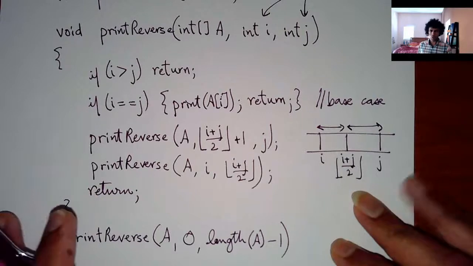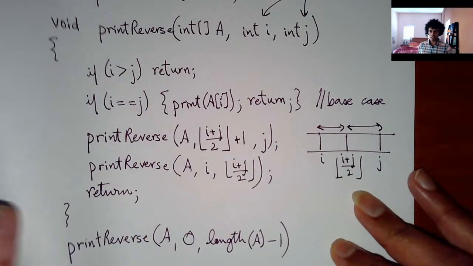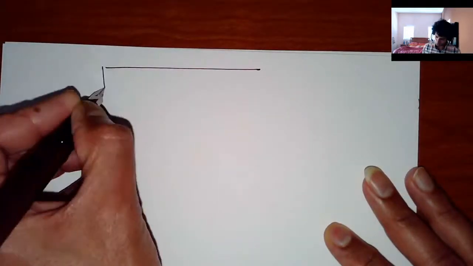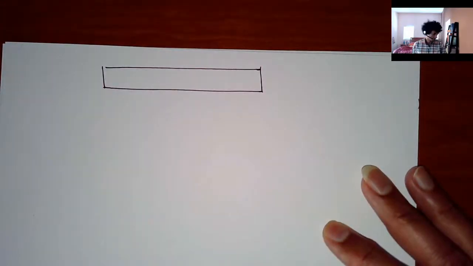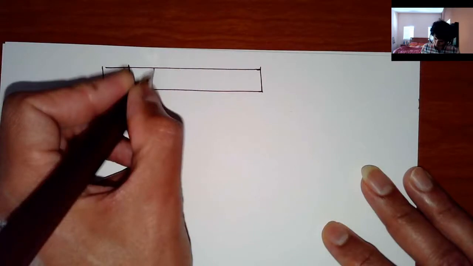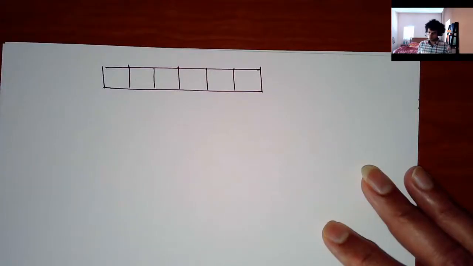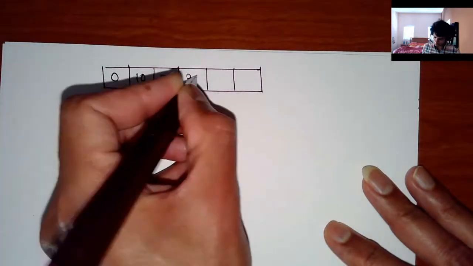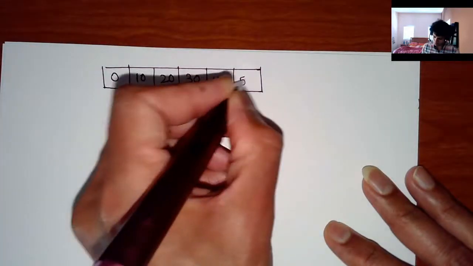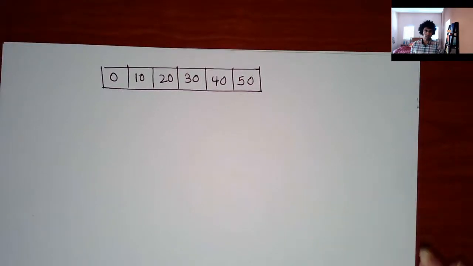Okay, so I'm going to go ahead and work out an example. I'm going to start with a relatively short running example, which will be convenient for us. Just to keep it simple, my array is going to be 0, 10, 20, 30, 40, and 50. That's what the array is going to be.